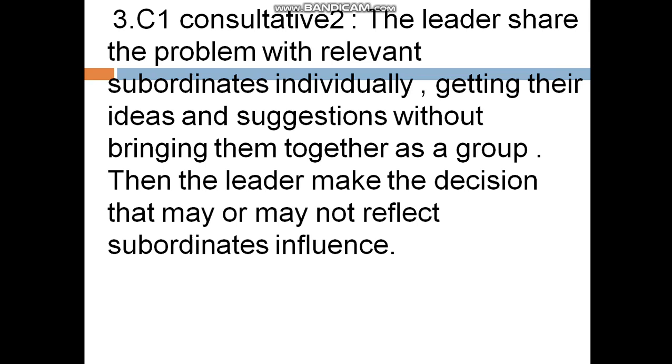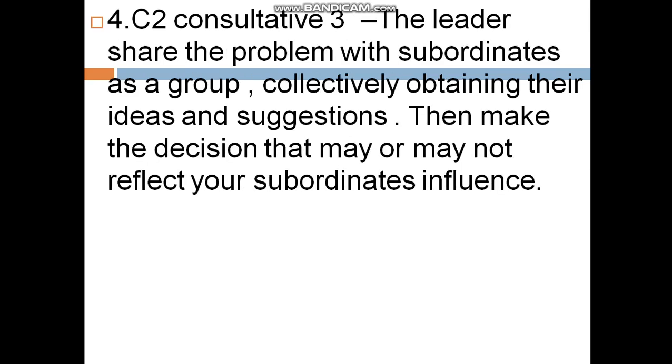After getting their ideas and suggestions from the relevant subordinates, the leader makes the decision. That decision may or may not reflect the subordinates' influence. That is the third decision-making structure. Then the fourth one is C2, consultative 3.